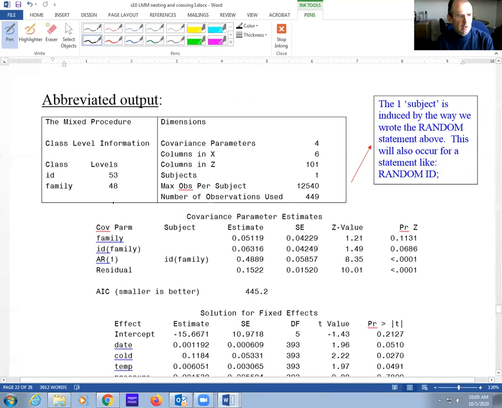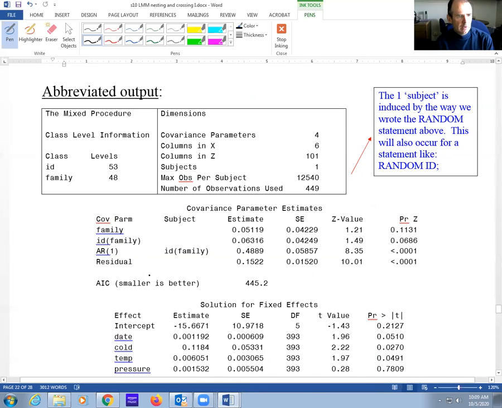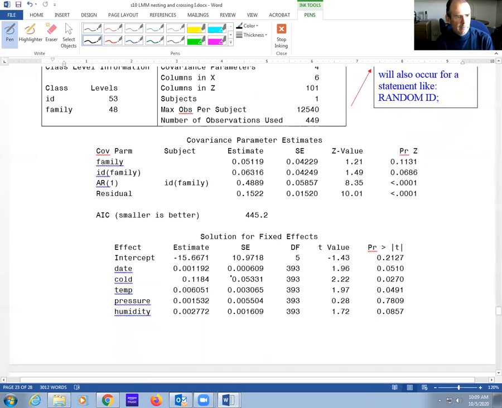So we fit that model that I described, and we have the covariance parameters here. We have the variance for family, the variance for ID within family. We have the correlation, which is around 1/2. That's a day-to-day correlation. And then we have the residual variance. We have our fixed effect estimates. And we can see, for example, cold. I just have an indicator in the model. So if they had a cold, it's a 1. If they didn't, it's a 0. And I didn't put that in the class statement, so we're just going to have one column for cold.